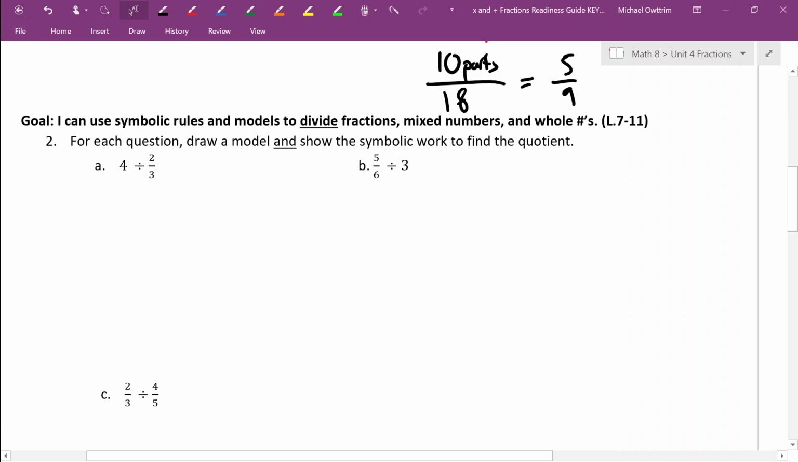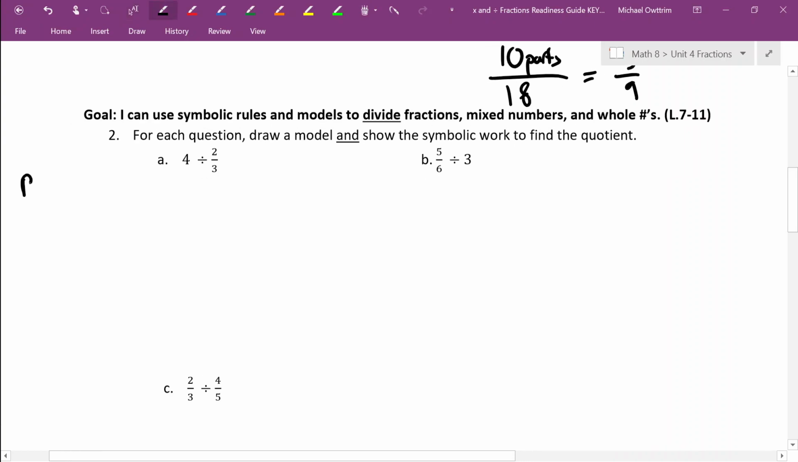In terms of division, we want to remember that the first number is always what we're starting with, and then we're splitting it up either into groups of the second number, if the second number is a fraction, or into blank groups, if the second number is a whole number. For our symbolic rules, we of course want to rewrite. Then we're going to multiply by the reciprocal.